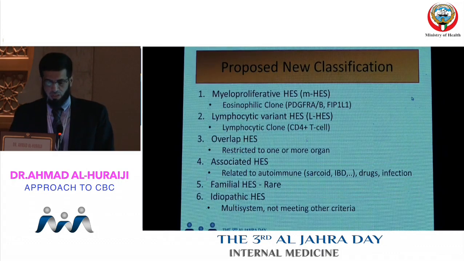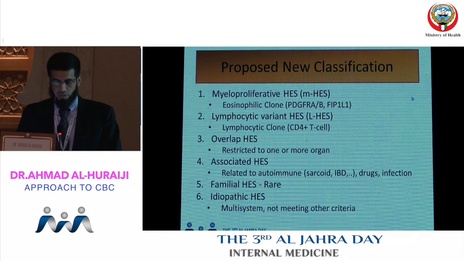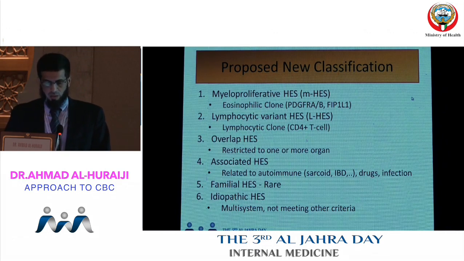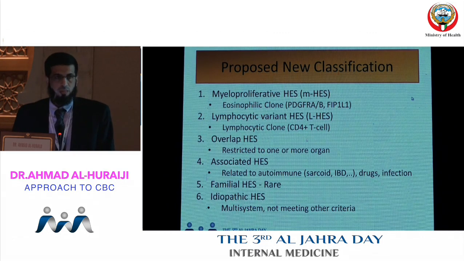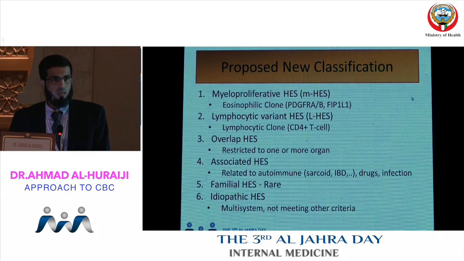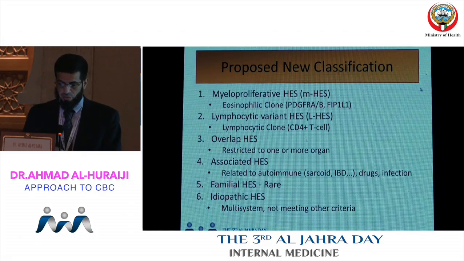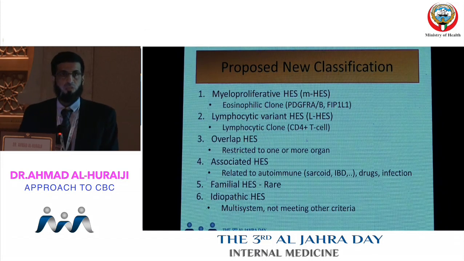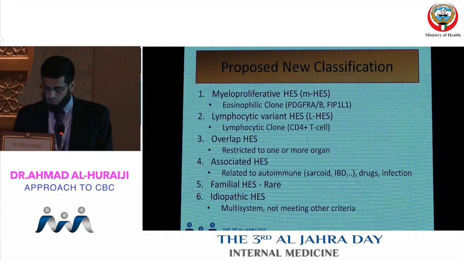There is a new proposed classification for hypereosinophilia. If there are any mutations in the hematopoietic stem cells, like PDGFRA or PDGFRB and FIP1L1, then this is a patient who has truly a clonal disease due to a stem cell disorder. And sometimes you have something called a lymphocytic variant of HES, which is related to some lymphoproliferative disorder. Here we do flow cytometry for the T cells, and then we can pick them up.